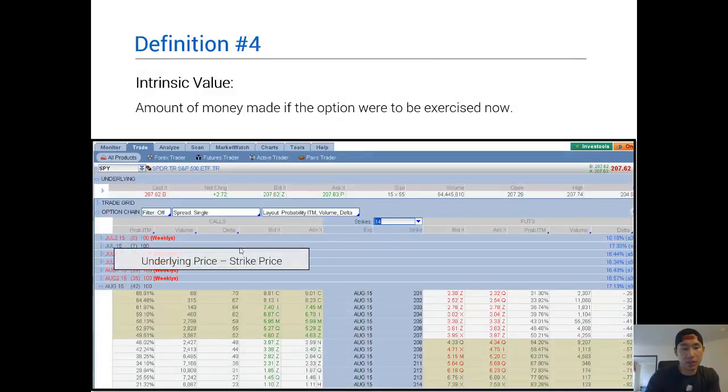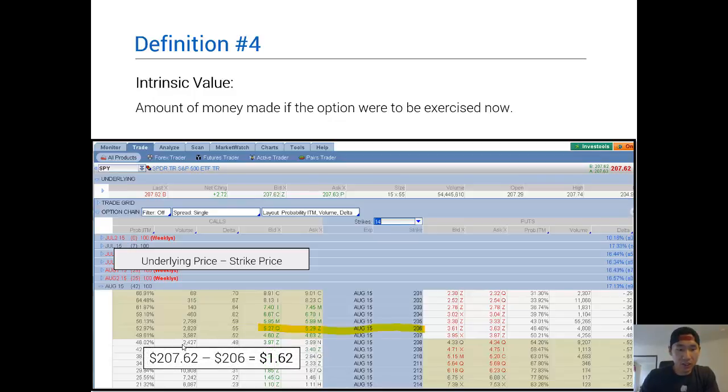So let's go back to the call side. It's the difference of the underlying price minus the strike price. It's the amount of money you would be making if the option were exercised now. So for the example of the 206 call option, currently the underlying price is 207.62. We have a strike price of 206, and the intrinsic value is $1.62.